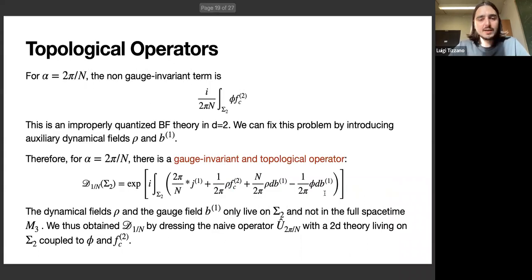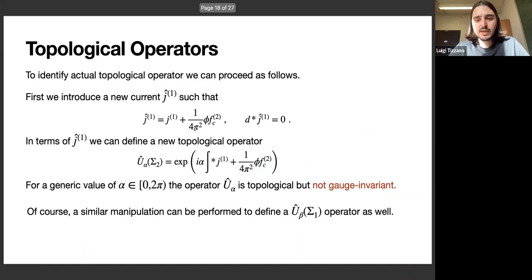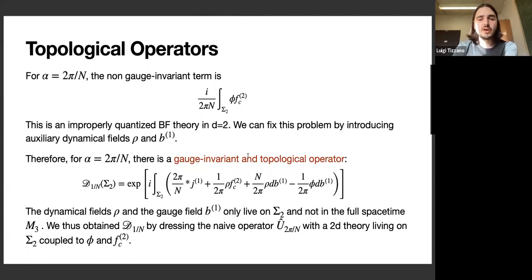But there is something more special to be said in this case. If we set the angle alpha equal to 2 pi over n, we can go back, plug 2 pi over n inside here, and analyze the role of this piece, the non-gauge invariant piece. The non-gauge invariant term will be the following action: i over 2 pi times n phi fc.